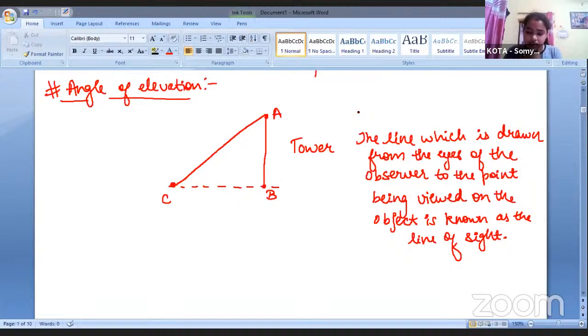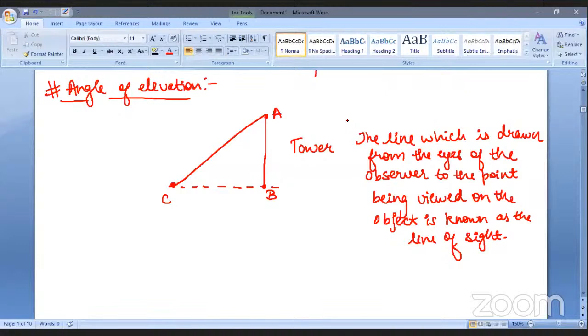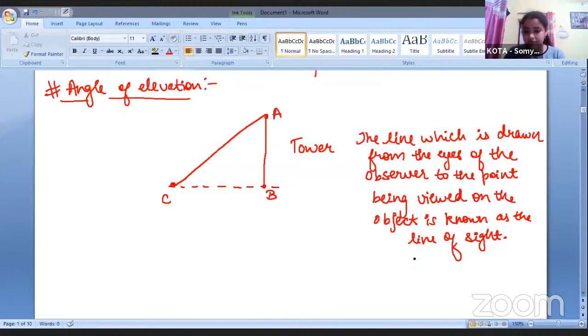Okay, so for this part, if you want, you can Google what the difference is between line of sight and eye level. I don't remember it right now. Whoever has this doubt can Google it once. Talking about the line of sight, it is the line which is drawn from the eyes of the observer to the point being viewed on the object.